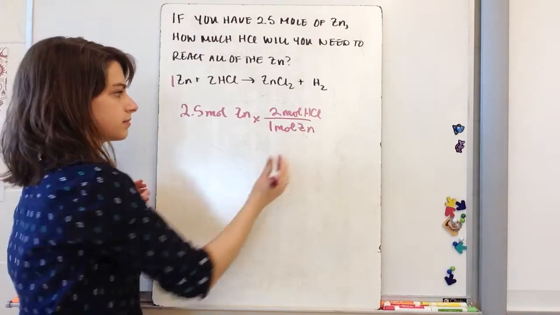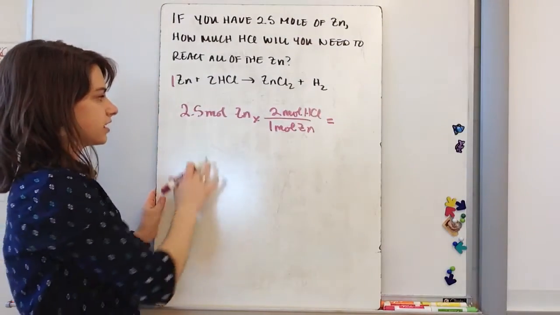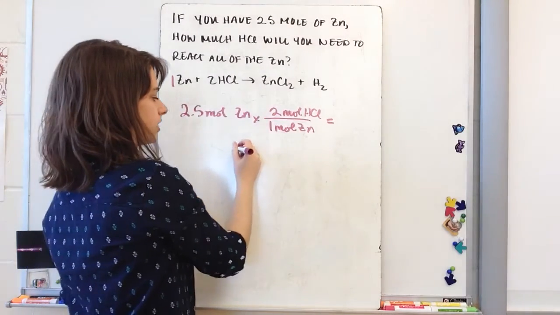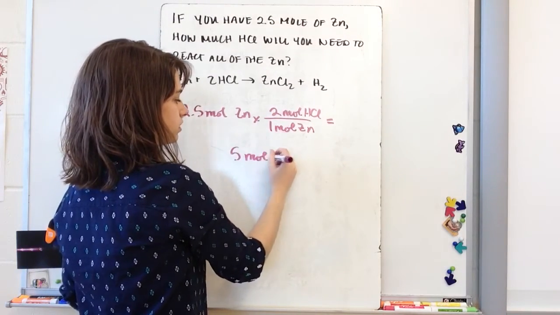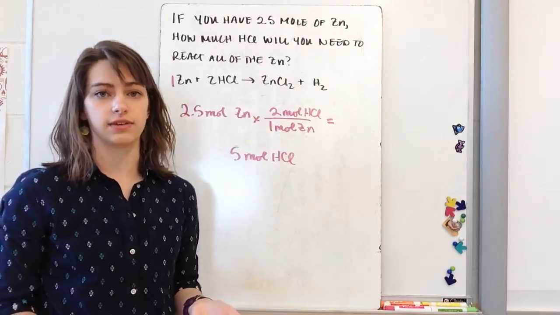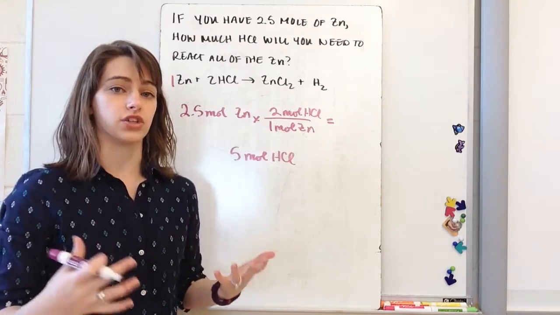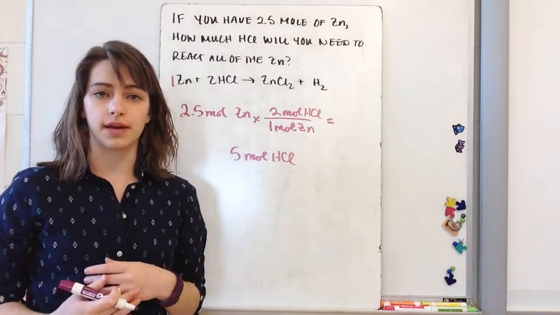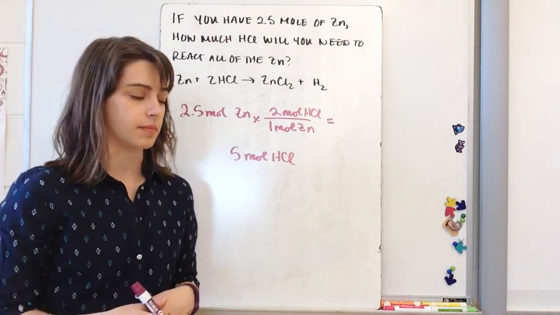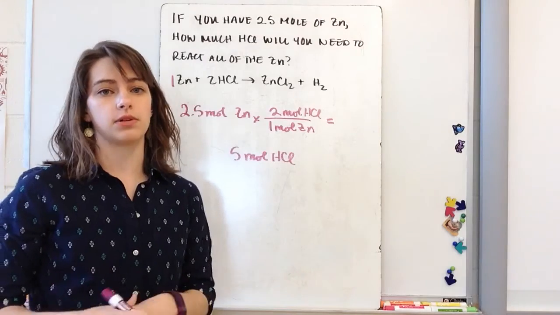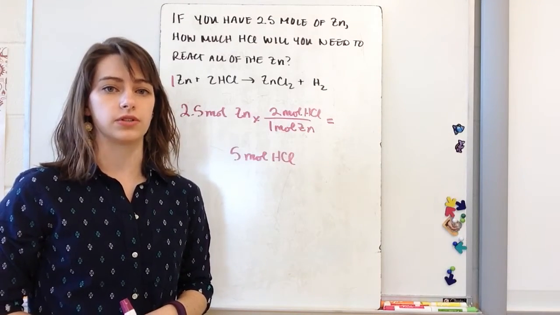So now if I do the math, if I have 2.5 moles of zinc times 2 divided by 1, I get 5 moles of hydrochloric acid. So instead of just pouring in random amounts of hydrochloric acid, I can actually measure out 5 moles, and with hydrochloric acid, I would probably measure out in milliliters, but that's something we're going to talk about later. But I know that I need 5 moles of hydrochloric acid minimum to react all 2.5 moles of my zinc.